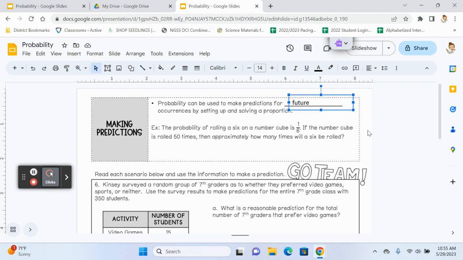Okay, so the probability of rolling a 6 on a number cube is 1/6. If the number cube is rolled 50 times, then approximately how many times will a 6 be rolled?